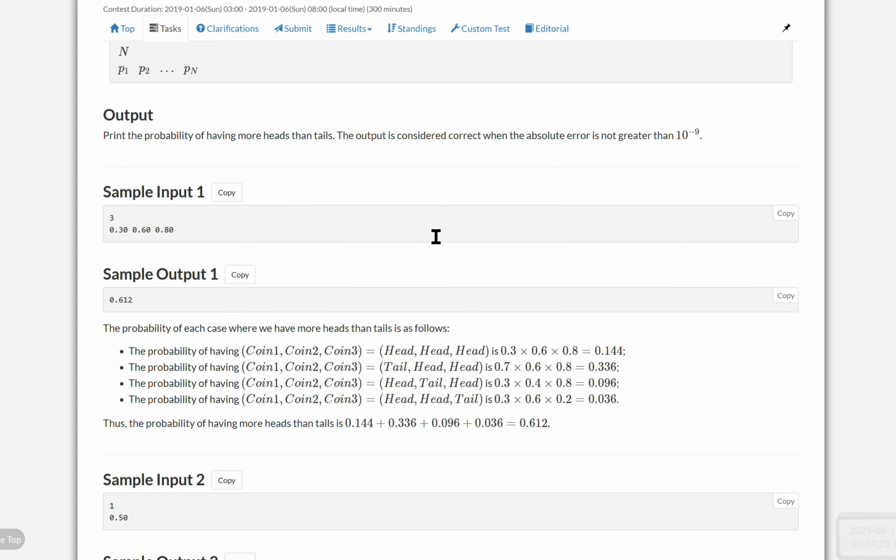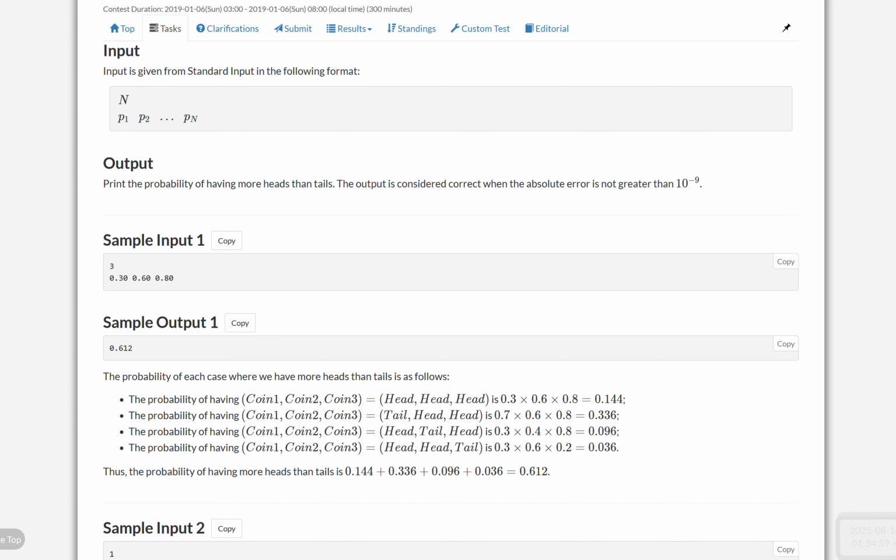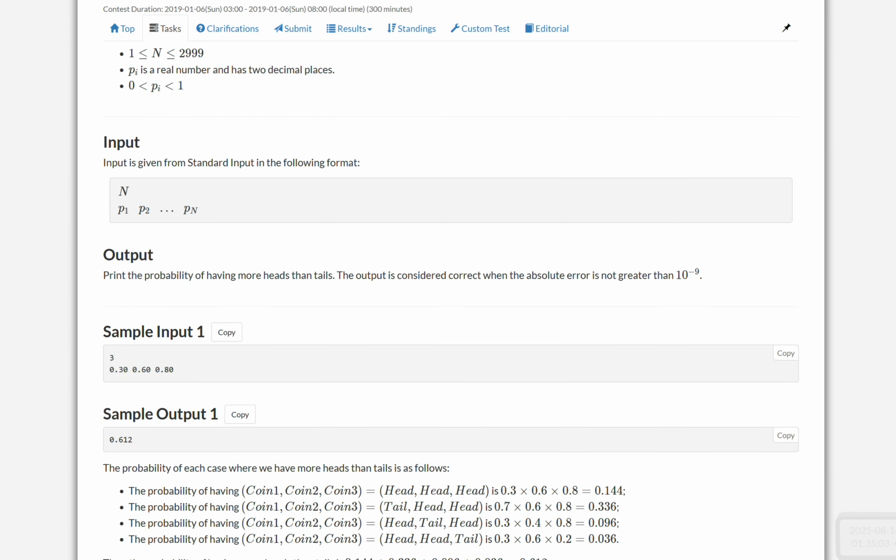Weird number. Okay, so let's see what we've got. One way to do it, of course, is to just guess every possibility, every combination of heads and tails, and find the probability. That's easy enough, right? O of n, and then get only the ones that have more heads than tails. But obviously that's 2 to the power of n times n, which is way too much. So let's see how we can do it, maybe in a linear fashion. It looks like we can do that.